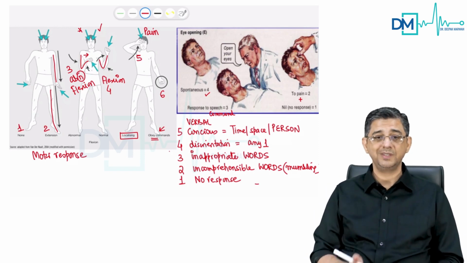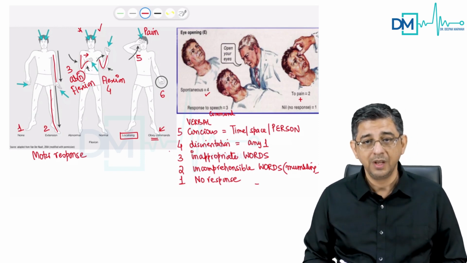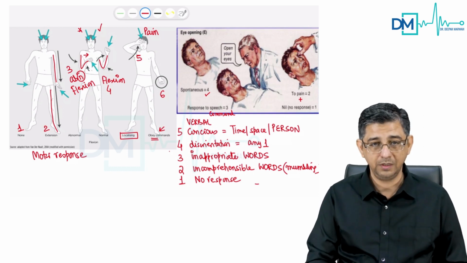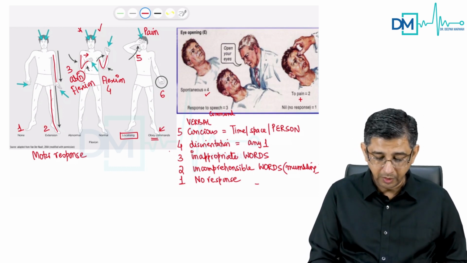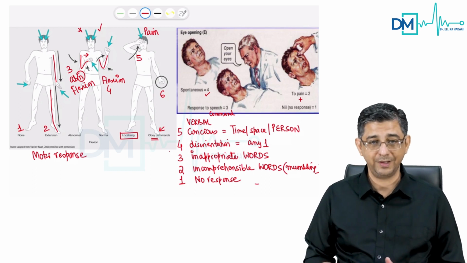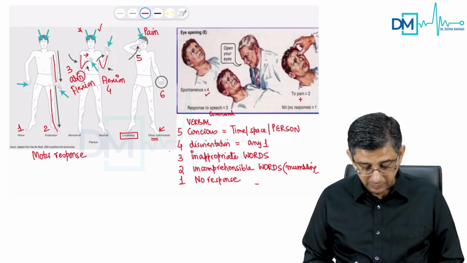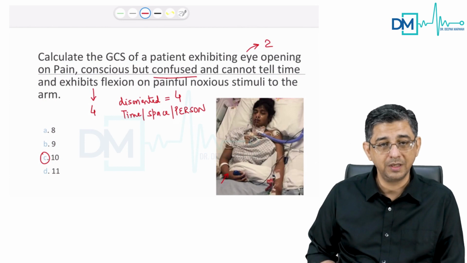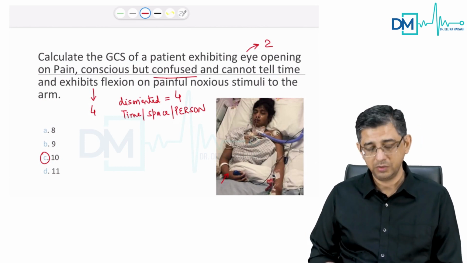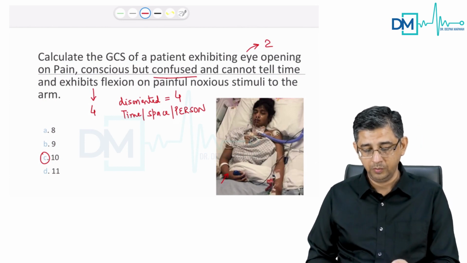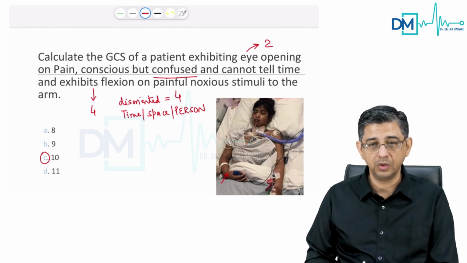So I've just tried to represent before you the motor response. Let us just revise the core thing once again and where the error can be. Error can be for flexion versus abnormal flexion. In this particular question that actually came in the exam, I checked with a couple of students. It was simply written flexion on painful noxious stimulus to the arm.